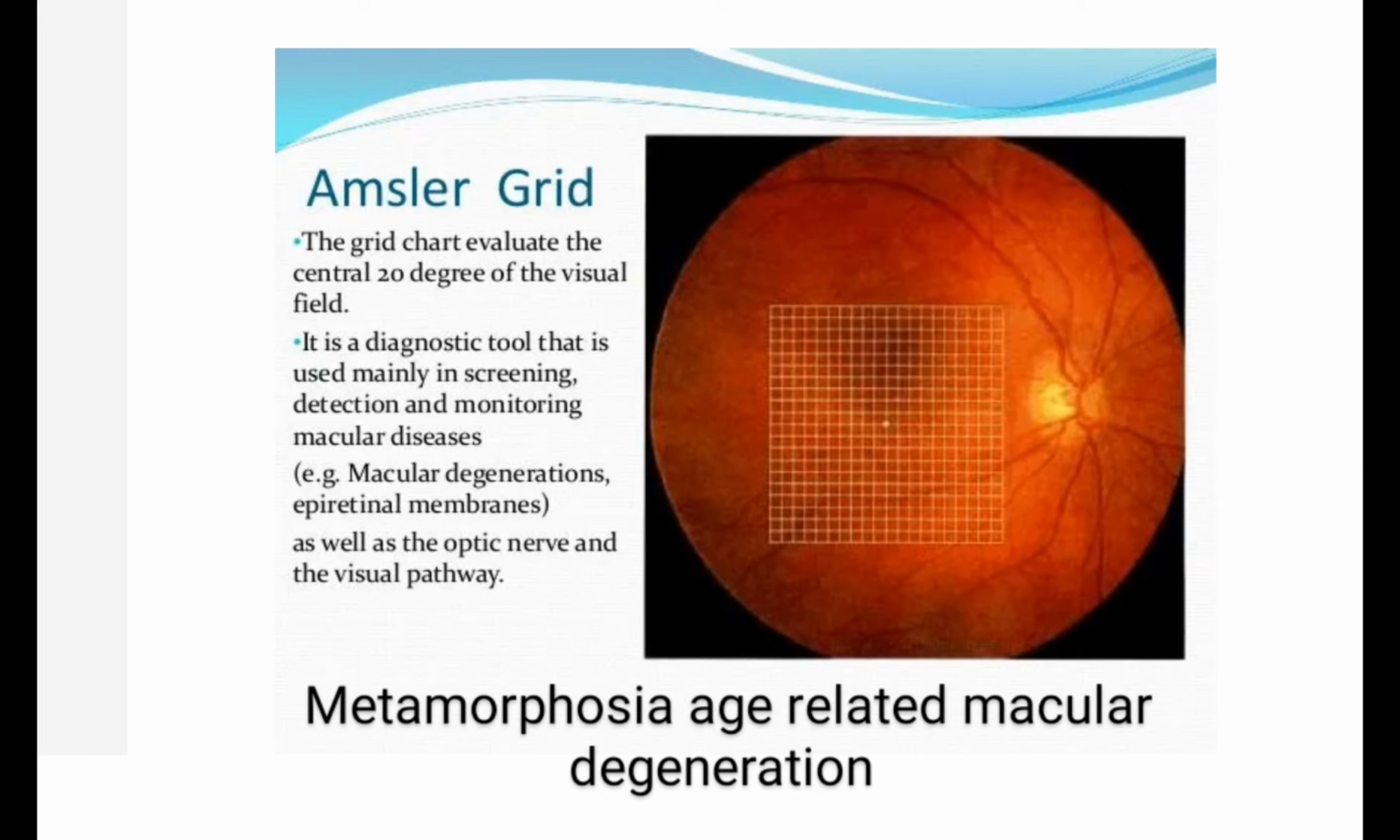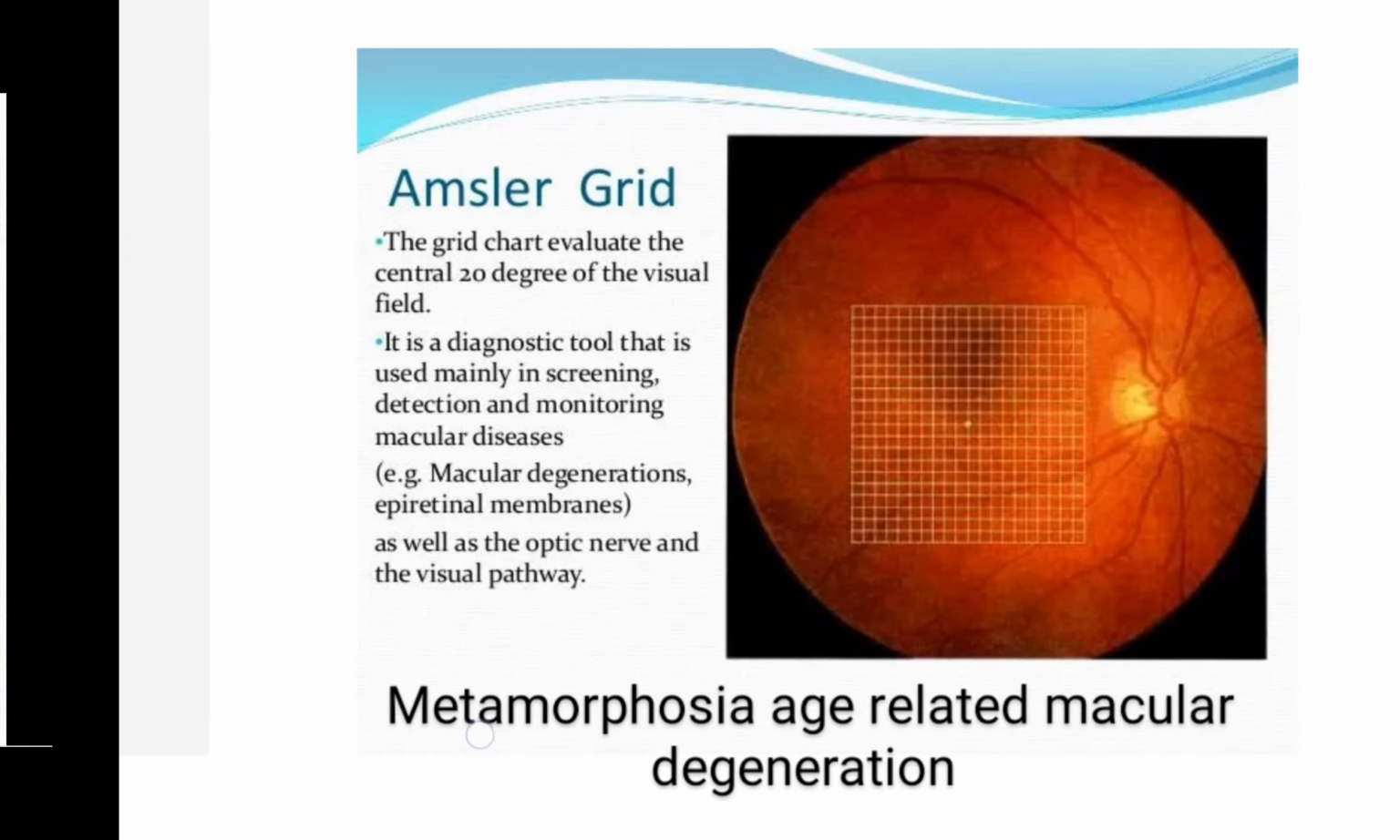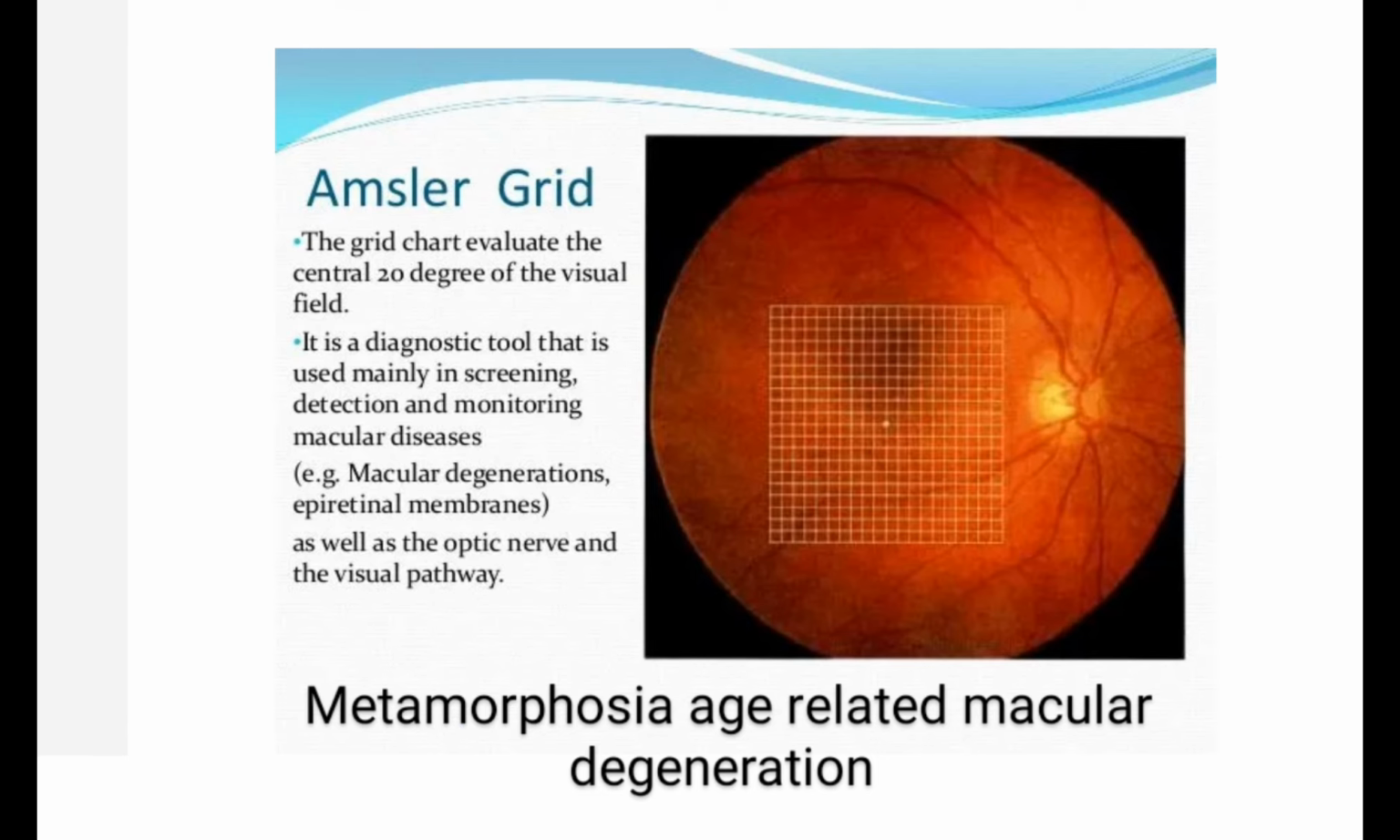In the Amsler grid test, the patient is asked to look at this grid chart, and the patient will not be able to see straight lines. It will not appear symmetrical; it will appear as slanting lines or a zigzag pattern. So it is known as metamorphopsia, and metamorphopsia is seen in age-related macular degeneration.